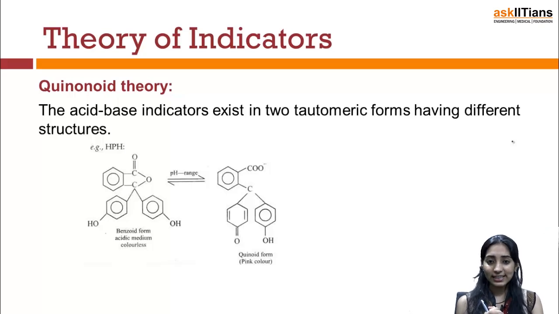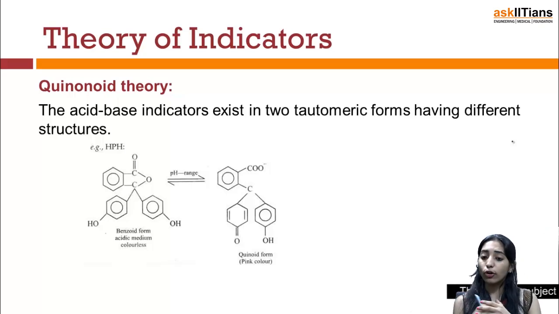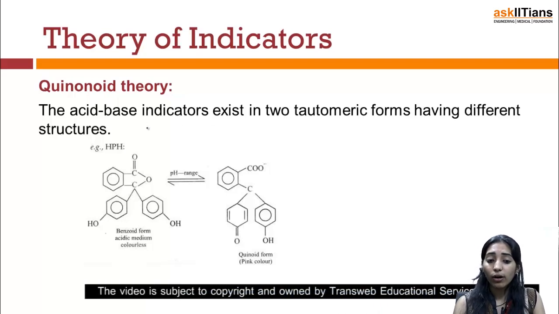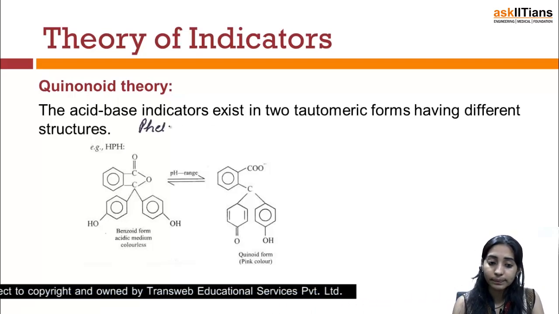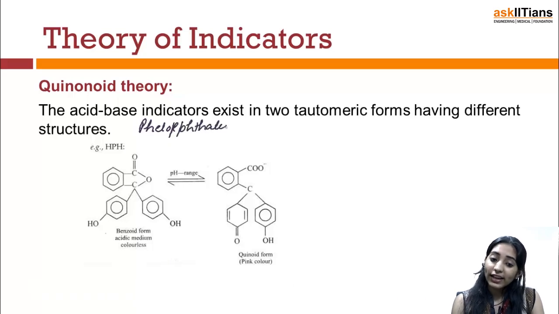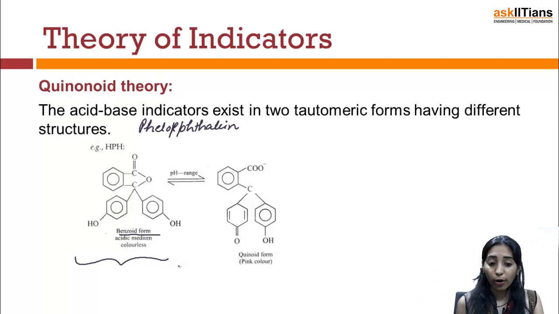The acid-base indicators exist in two tautomeric forms having different structures. So for the case of phenolphthalein, in one particular form, in acidic medium, it will be colorless in nature, and this is the benzenoid form. There is no extensive conjugation in the molecule.